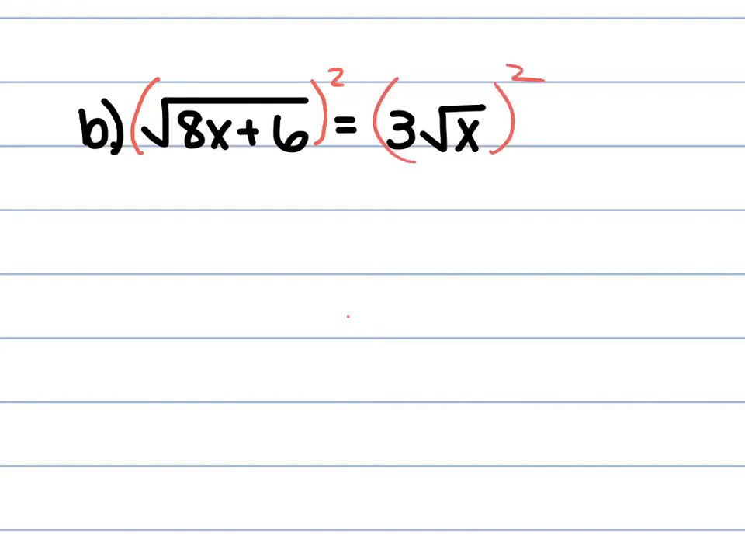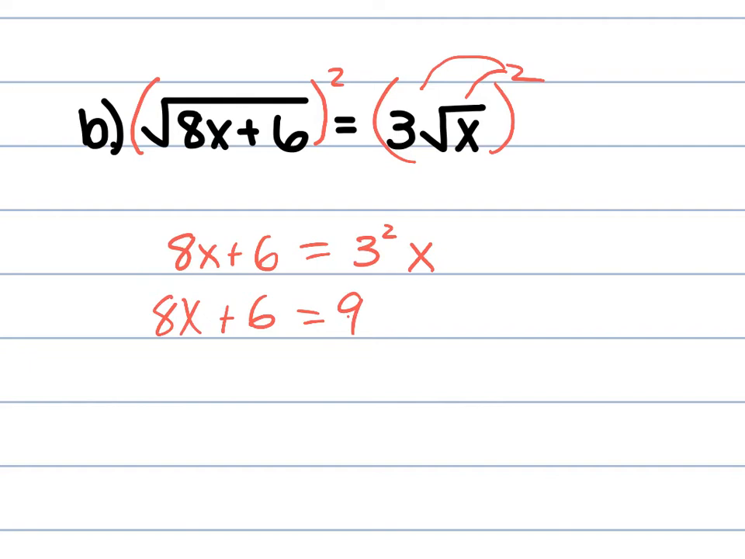All right, what do I have after I'm done squaring? We're going to have 8x plus 6 equals 3 squared times x. I know you're doing this in your head, but I'm going to write it just so we can see it. So this squared gets applied to both of those. So it becomes 3 squared, and when we square the square root of x, it just becomes x. Now we're going to do 8x plus 6 equals 9x.